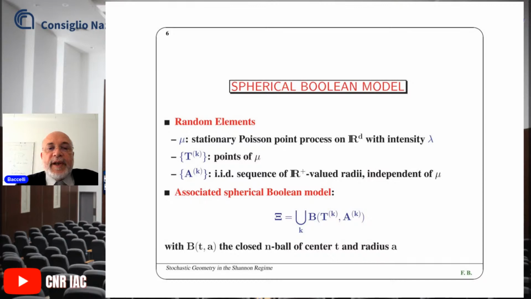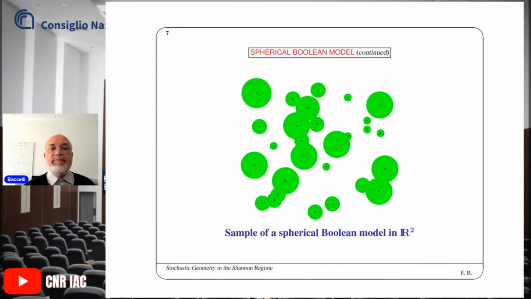And you introduce, associated with this data, so a Poisson point process plus a sequence of independent positive random variables, something which is called the spherical Boolean model, which is a union of closed balls centered at the atoms T_k of the point process, and with radius the random radius A_k, right? So B(T, A) is the closed ball of center T and radius A. And so it's good in small dimension, you can depict this object. This is a Boolean model, a spherical Boolean model in R^2. And you see what this union is, right? It's a union of closed sets.